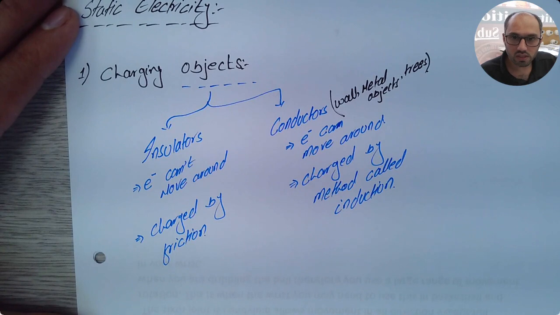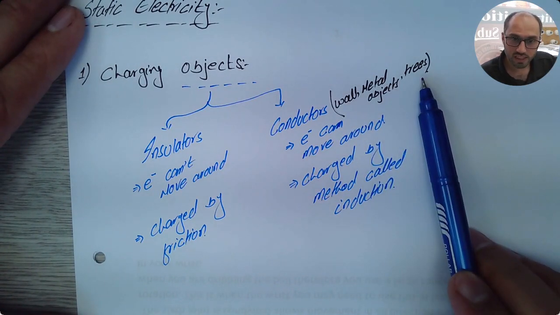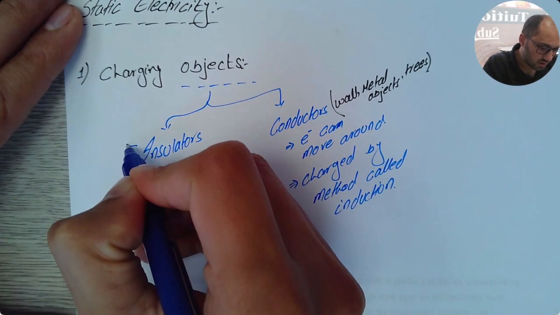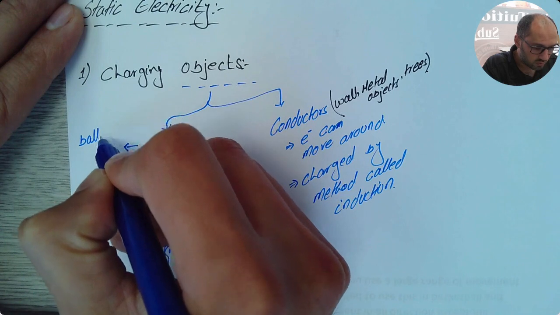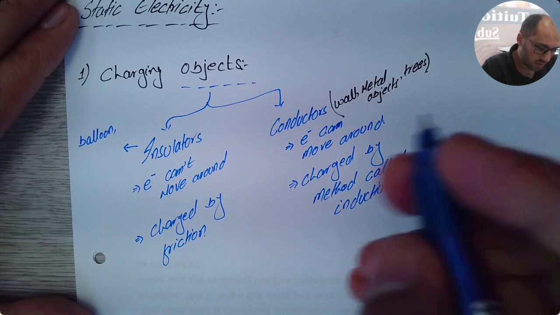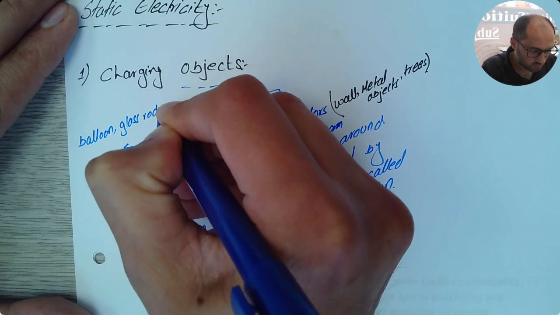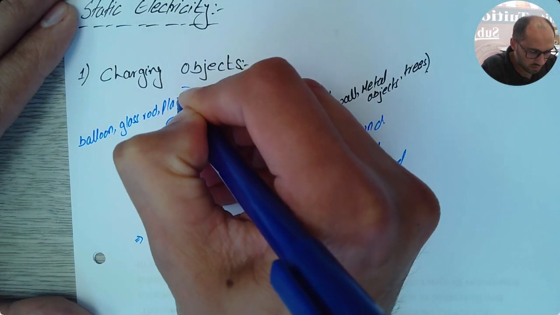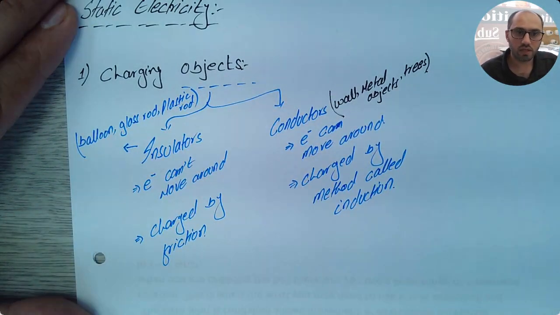When it comes to conductors, we can think about both metal objects or trees. When it comes to insulators, I can say here like balloon, glass rod, and even plastic rod. These are all examples of insulators.